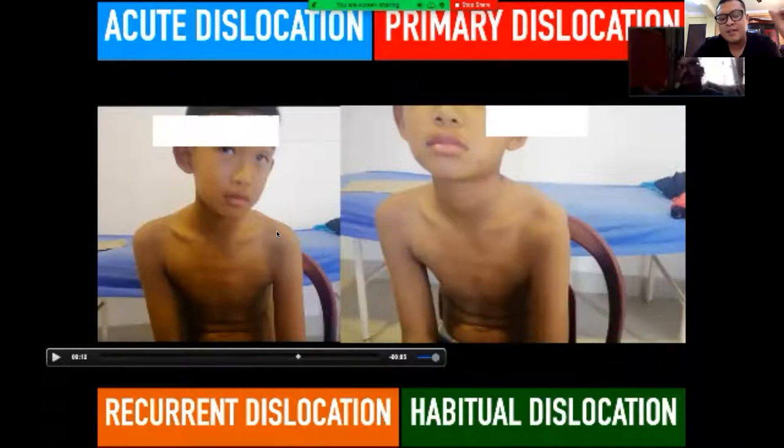Nowadays, it has completely changed, and we had made a consensus in this. Recurrent dislocation means more than once if the shoulder dislocates, that is recurrent dislocation. We have to treat accordingly. And in these types of habitual or voluntary dislocators, beware to touch them, because these are the patients who won't do better with any type of surgery, and try to manage them conservatively.